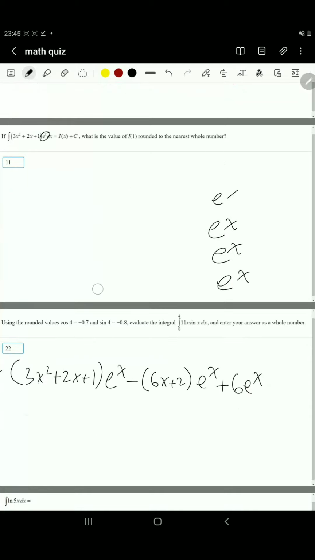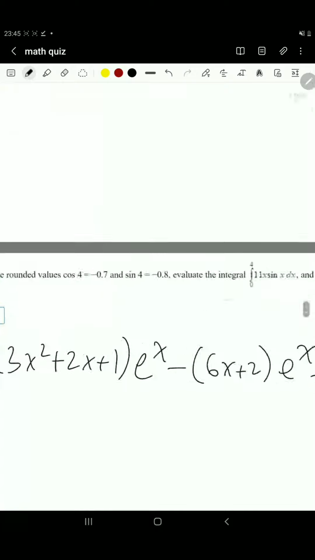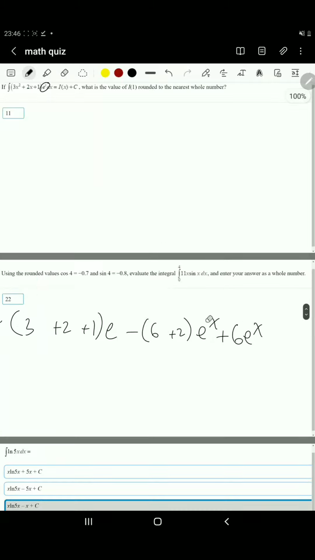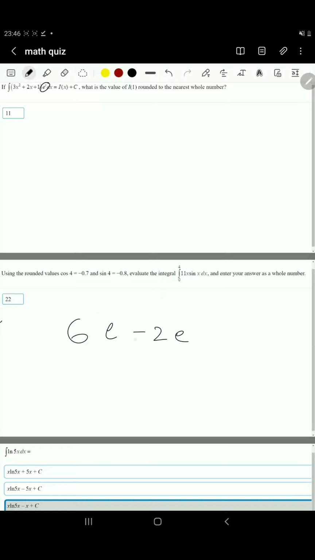They're telling you after you find the integral, evaluate it when x is 1. When x is 1, this goes away, this goes away, this goes away, that goes away, that goes away, and that goes away. 6 plus 2 is 8. So that's minus 8e. Minus 8e plus 6e is just minus 2e. 3 plus 2 is 5, 5 plus 1 is 6. So you have 6e minus 2e, which is just 4e. So your answer is 4e.